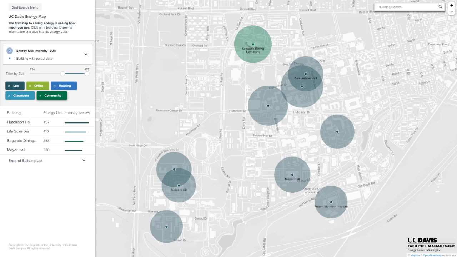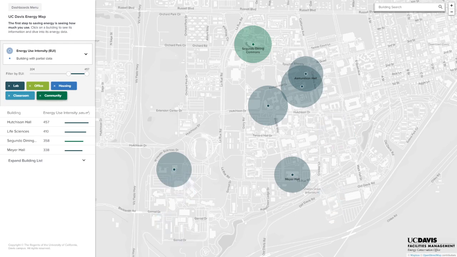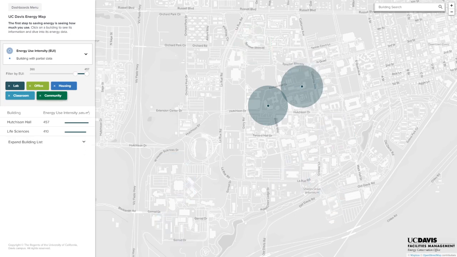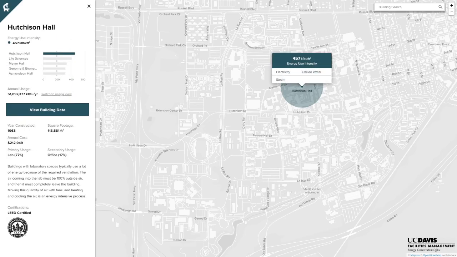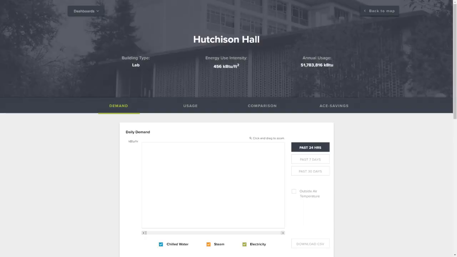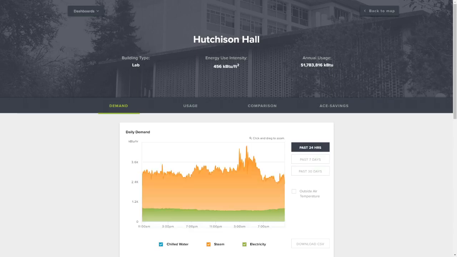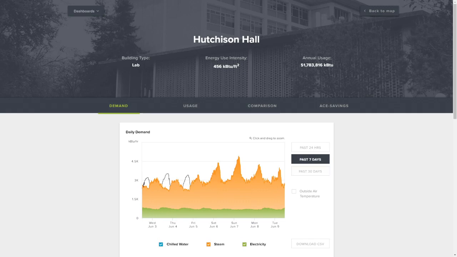The bubbles are displaying the energy use intensity, which is energy normalized by square footage, for all our buildings on campus. You can drill into a building and see monthly usage, compare buildings to other buildings, and see real-time demand data. One of the things I love is this slider, how you can immediately see what the resource hogs are, the energy hogs. Absolutely. Then you can drill down and look at the building data, for 24 hours, and then we'll go back and look at 7 days.